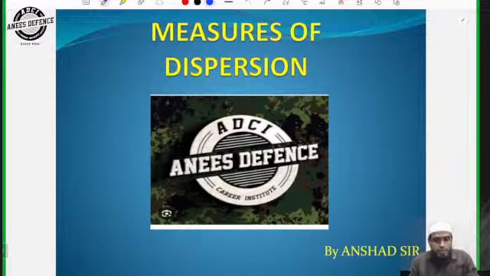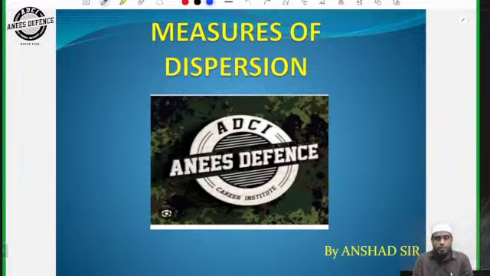Measures of dispersion is an important topic in our 11th standard. So, what is dispersion? In your previous classes, you have studied mean, mode, median. Mean means average of data. For example, for a normal case, we will add all the information together, then divide by the number of observations. Sum of all observations divided by number of observations, that is represented as mean.